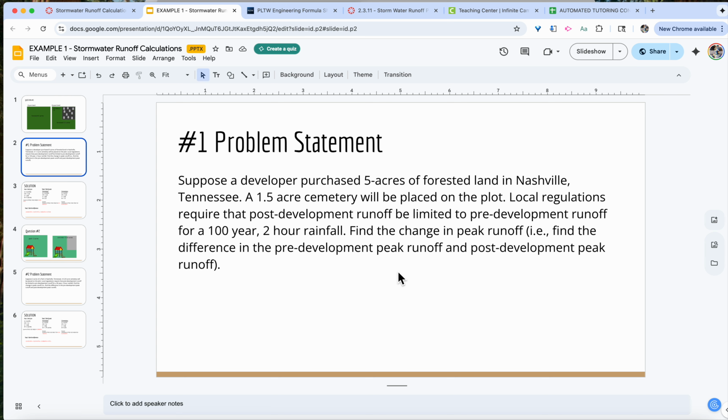Suppose a developer purchased 5 acres of forested land in Nashville, Tennessee. A 1.5 acre cemetery will be placed on the plot. Local regulations require that post-development runoff be limited to pre-development runoff for a 100-year, 2-hour rainfall. Find the change in peak runoff, which is basically the difference in the pre-development and post-development peak runoff. So let's get ready to begin.